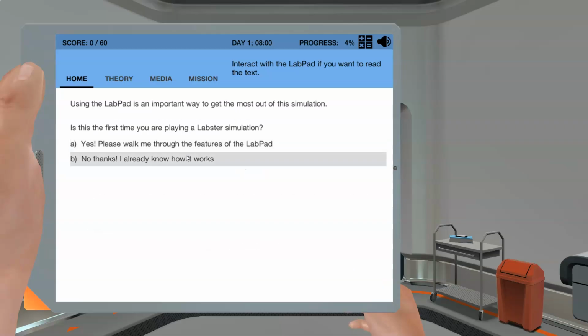Using the lab pad is an important way to get the most out of this simulation. Is this the first time you are playing a Labster simulation?